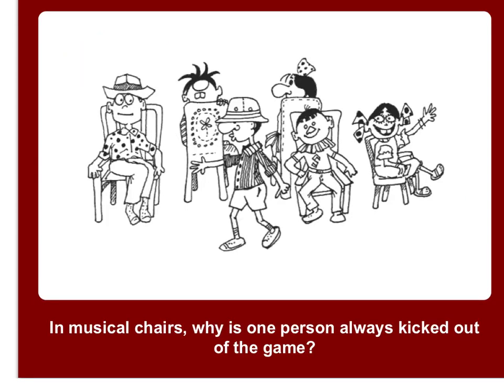Now, before we formalize our understanding of natural selection, I think it's always a useful analogy to compare natural selection to the game of musical chairs. In your Google form, I'm going to ask you a question. In musical chairs, why is one person always kicked out of the game? Hopefully we're familiar with musical chairs, and I want you to think about why somebody's always kicked out every round. I'm going to pause for a second to let you think.